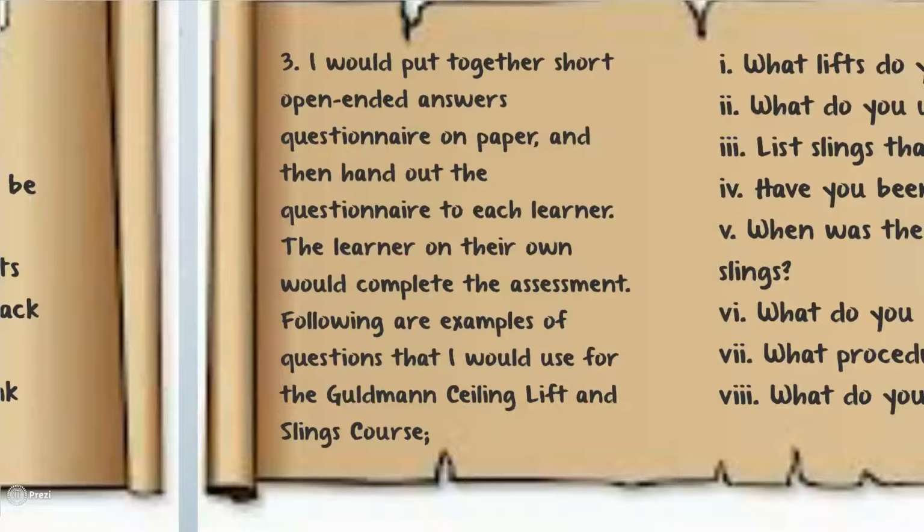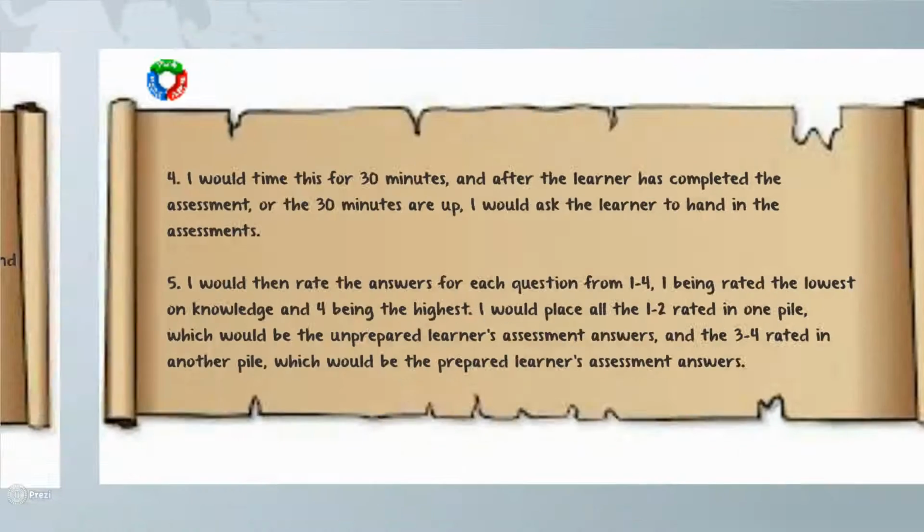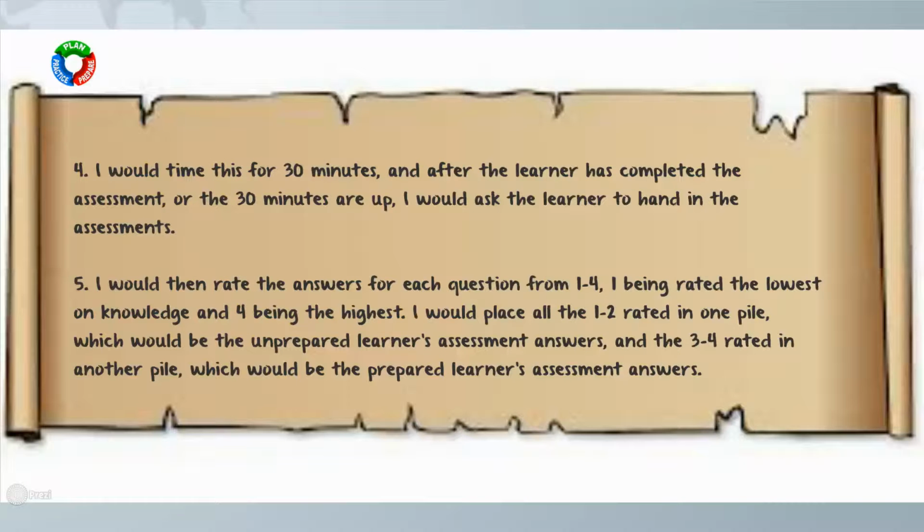I would put together a short open-ended answers questionnaire on paper and then hand them out to each learner. The learner on their own would complete the assessment. Following are examples of questions that I would use for the Goldman Ceiling Lift and Slings course. I would time this for 30 minutes, and after the learner has completed the assessment or the 30 minutes are up, I'd ask the learner to hand in the assessments.